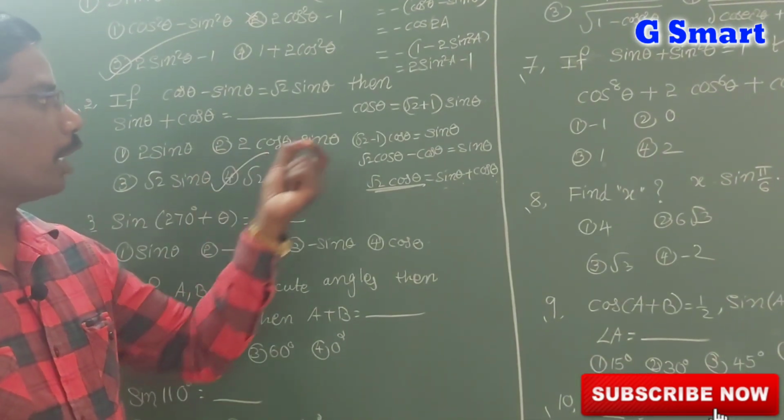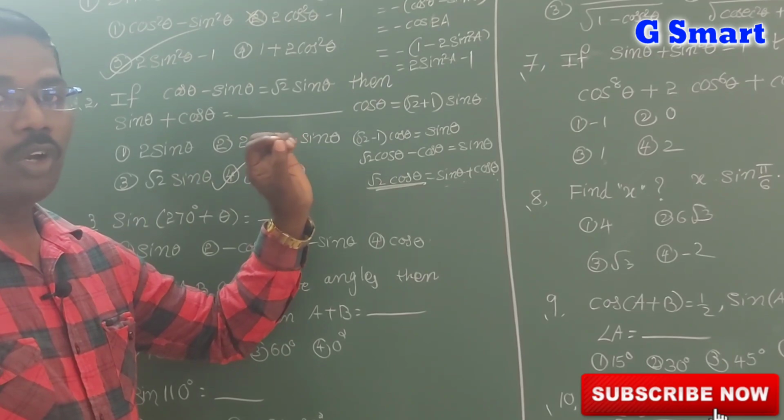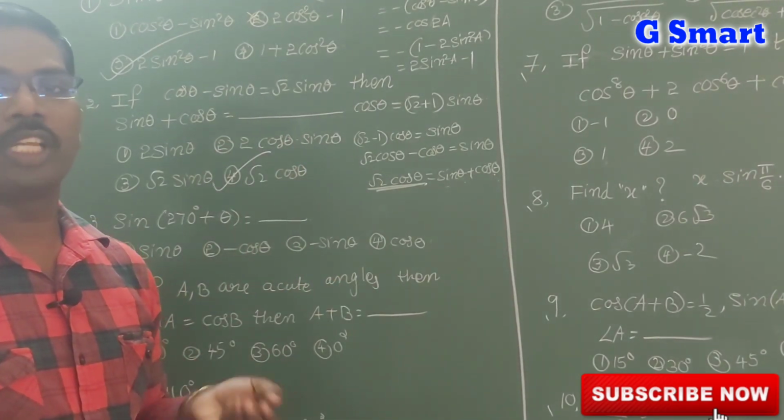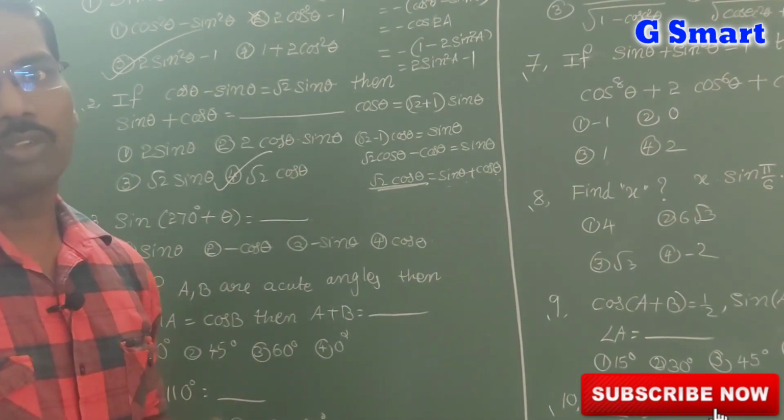So we have to get the logic. Here, root 2 minus 1: if I rationalize with root 2 minus 1, then it will be 1. So that concept you have to remember.